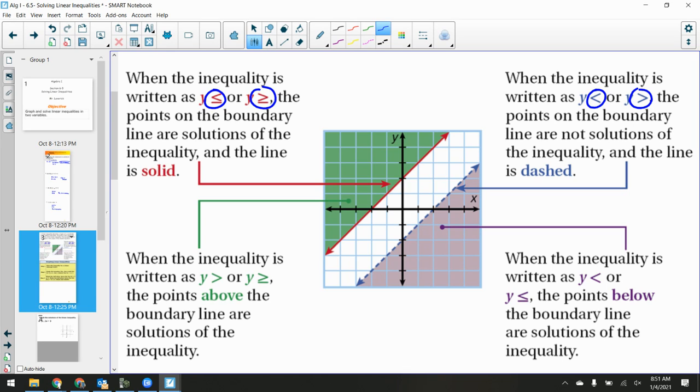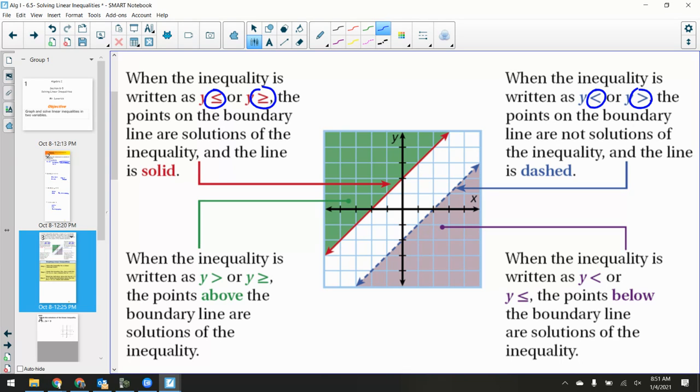How do we know whether we shade above or below the line? Well, as long as it's in that slope-intercept form, y equals, or y is less than, or y is greater than, as long as y comes first. If y is greater than or equal to, it doesn't matter. As long as there's a greater than symbol, we shade above the line. If there's a less than symbol, we shade below the line. But we could always pick a test point to see whether a point would be a solution or not.